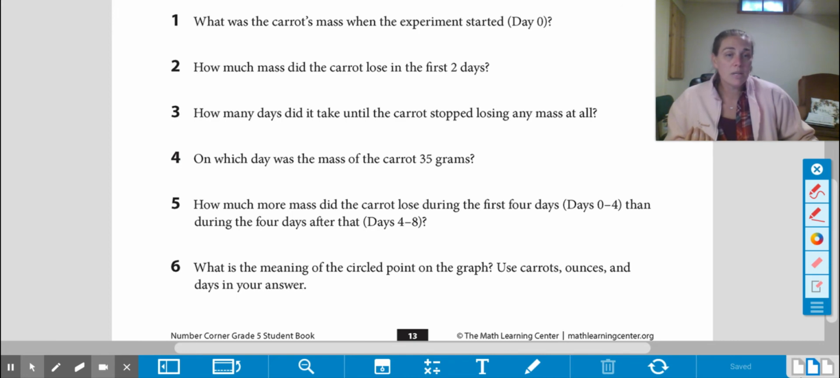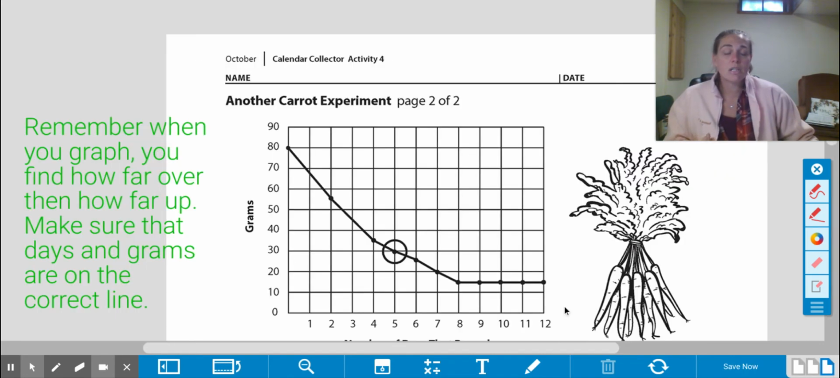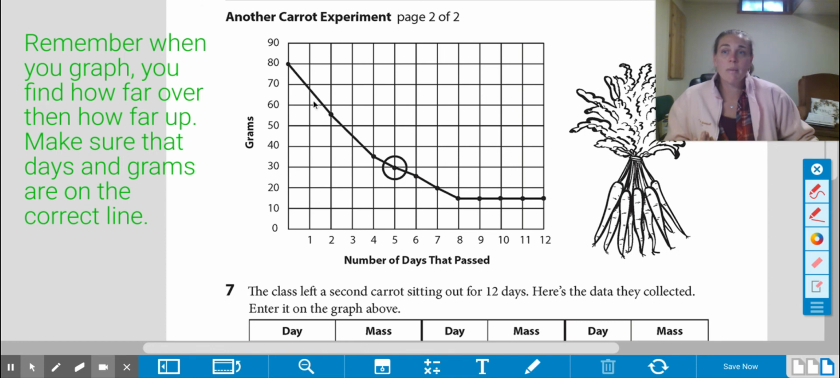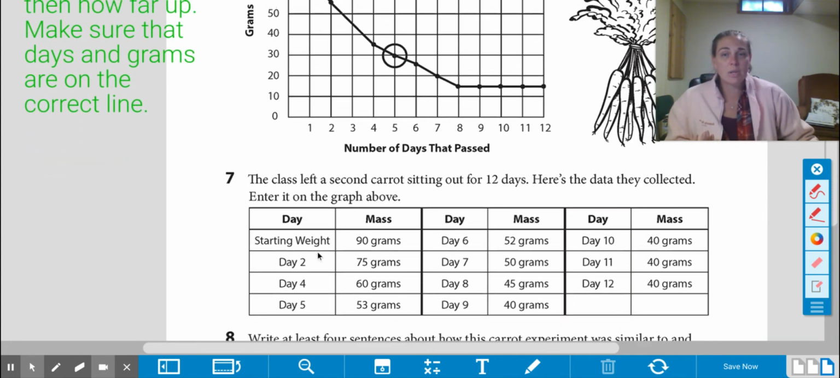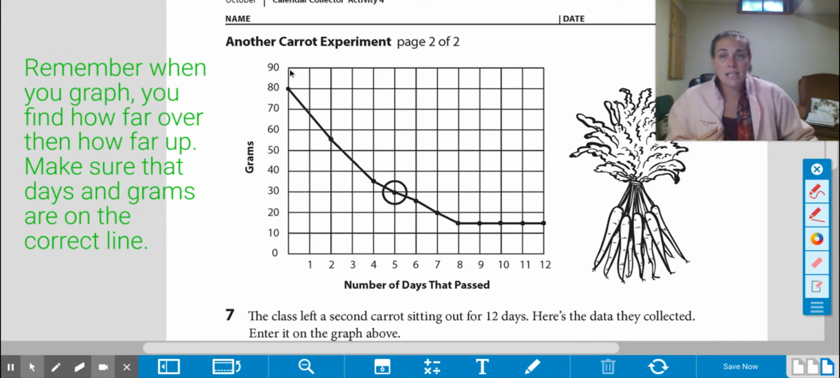All right, then on page 14, you're going to be graphing some. So remember that when you graph, you find out how far over and then how far up. We want to keep that pattern. You're making a second line graph. Just like we had a second carrot that we graphed, this class does as well, and they need your help putting it on there. So starting weight, that would be on day 0, right? Where are you going to put that? Where is 90 grams on it? So I'm going to go over 0, up 90, and I'd put my point right here, right?